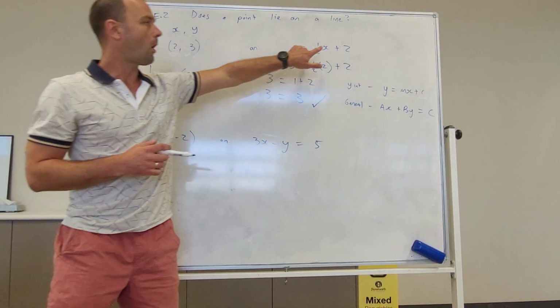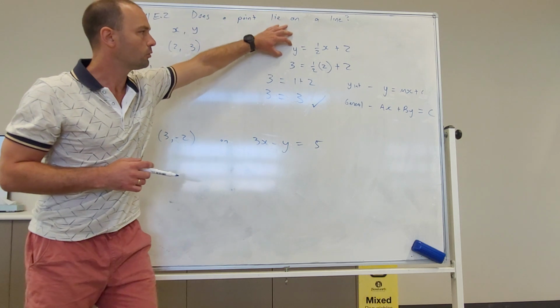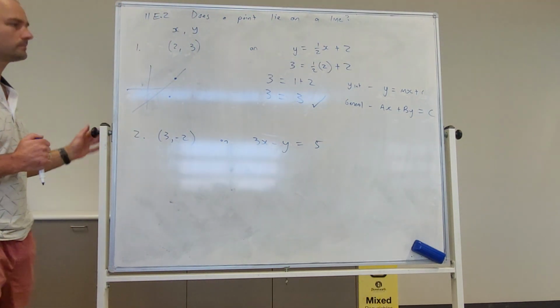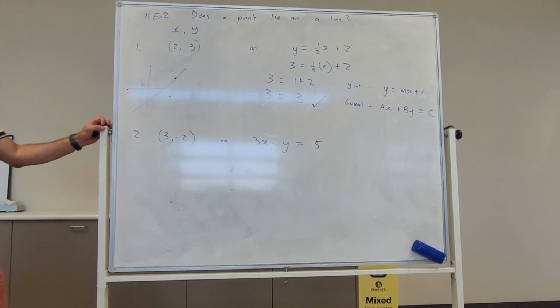So this one was in y-intercept form. We can see that in y equals mx plus c, the slope is half and the y-intercept is 2. Okay, let's move on to the next one.